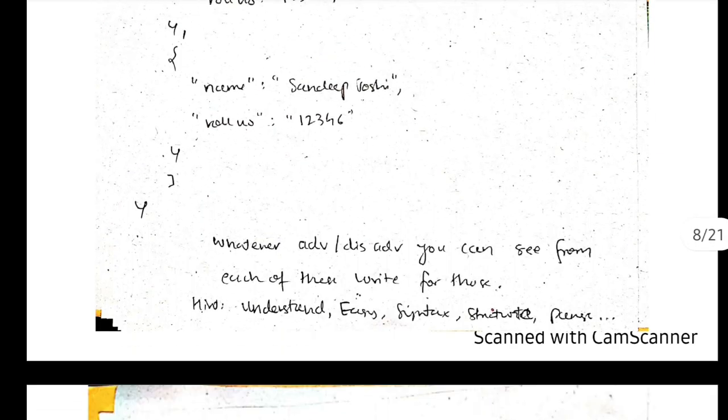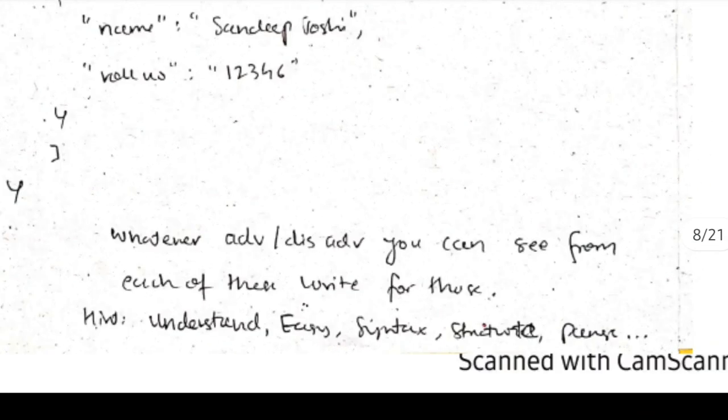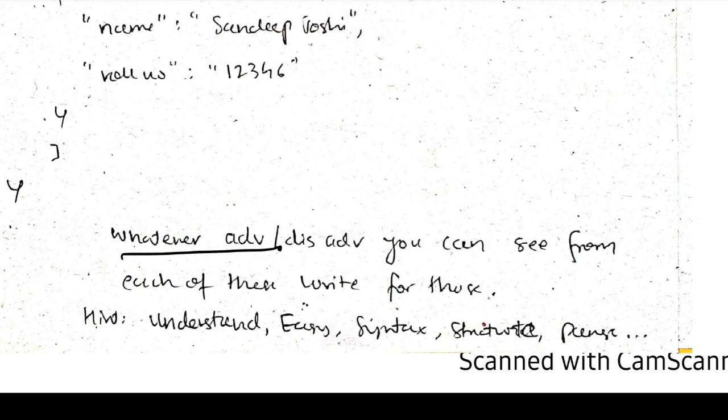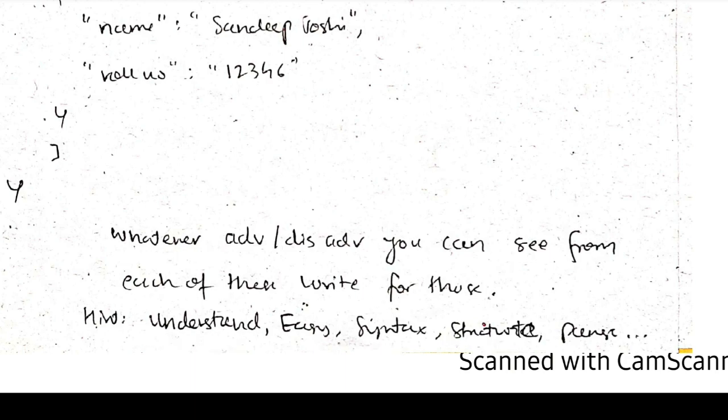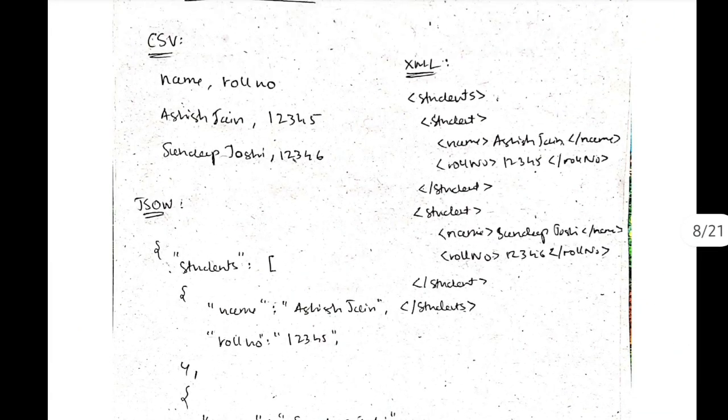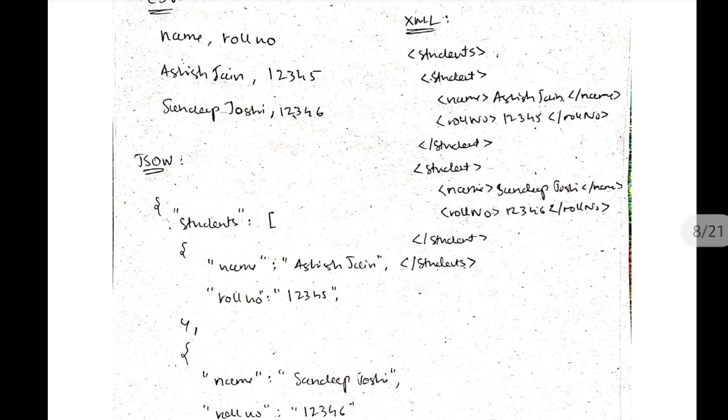There were some features and everything, but I will be giving you a hint. Whatever advantages and disadvantages you can see from each of these, write for those. Instead of going through all of these features, it will be very confusing. So the hint is: which is more understandable, which is easier, the syntax, how it is structured, and in which parsing is easier. Just have a look; based on the context you can define.